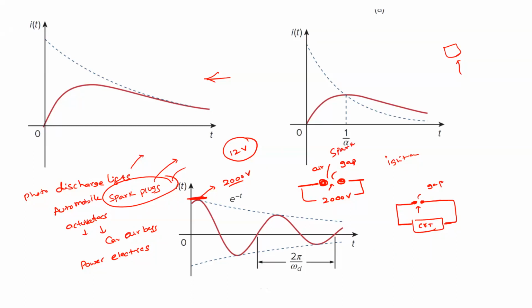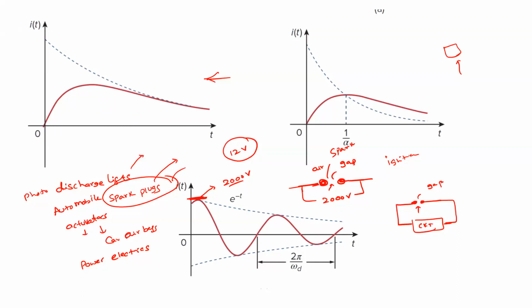A spark will appear across these two terminals, or a spark will occur across this air gap. Why exactly the spark will appear, and how this ionization is done, will be discussed at a later point in your other courses. The thing is, if the gap is there and we provide a high voltage, the air will ionize.